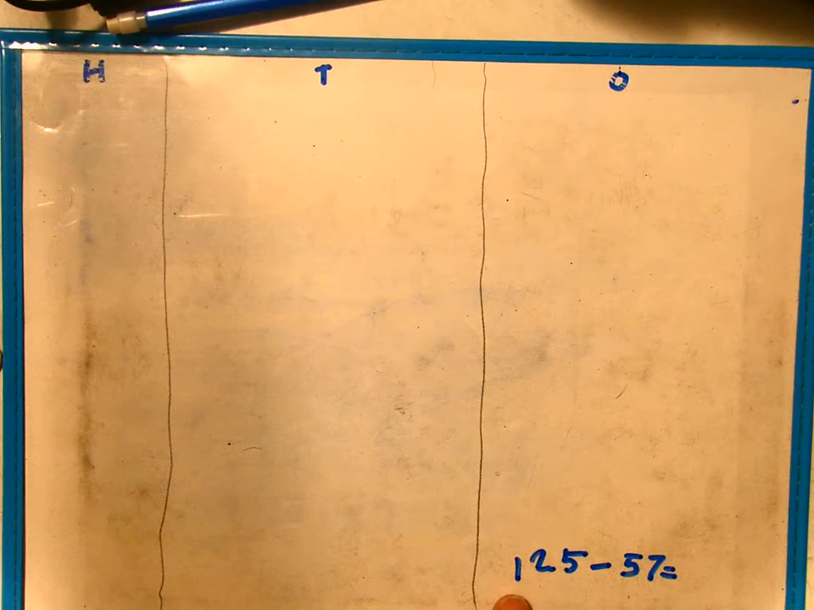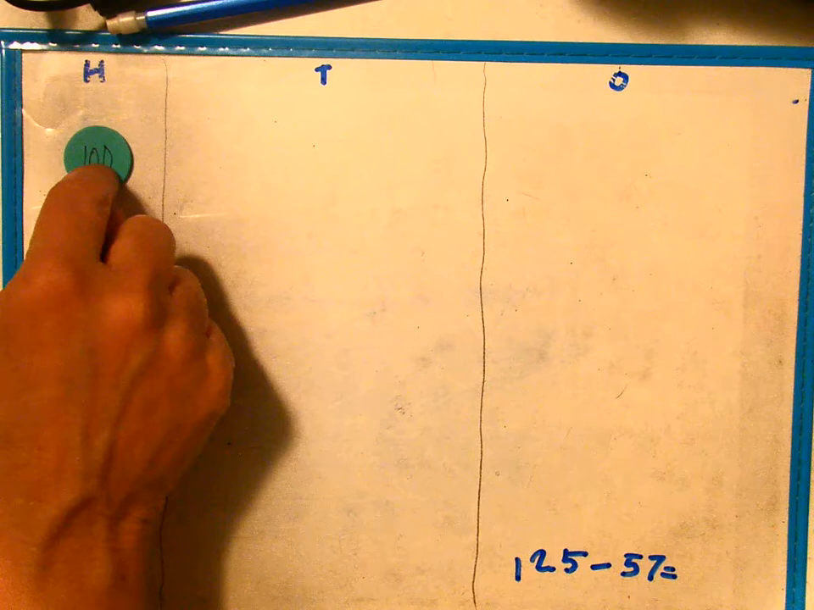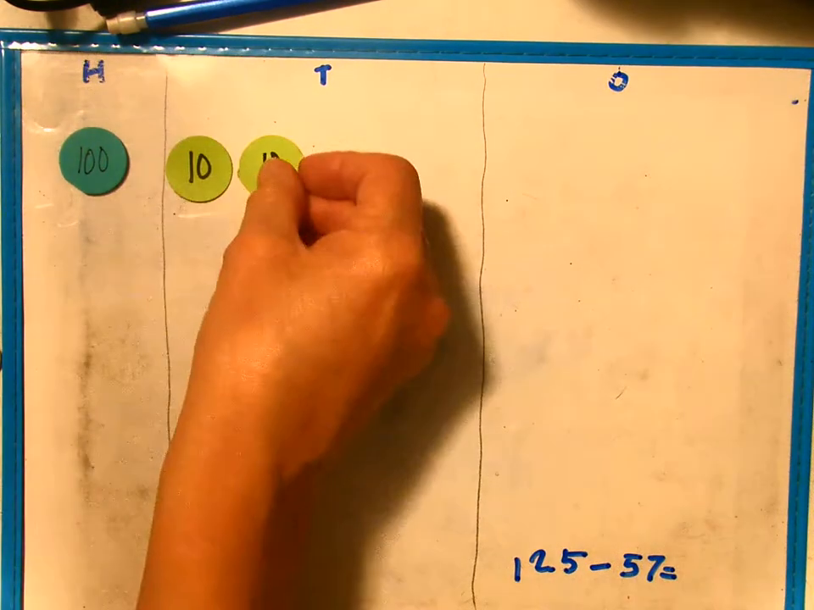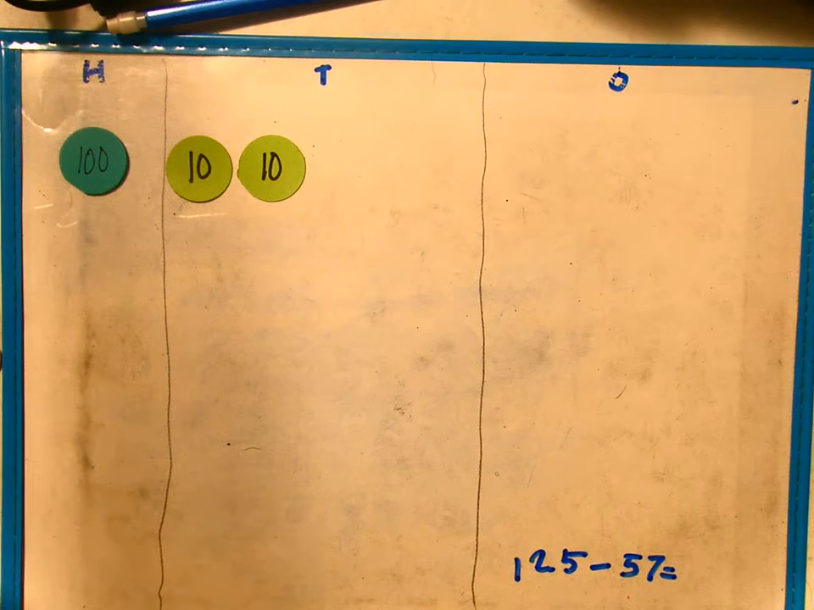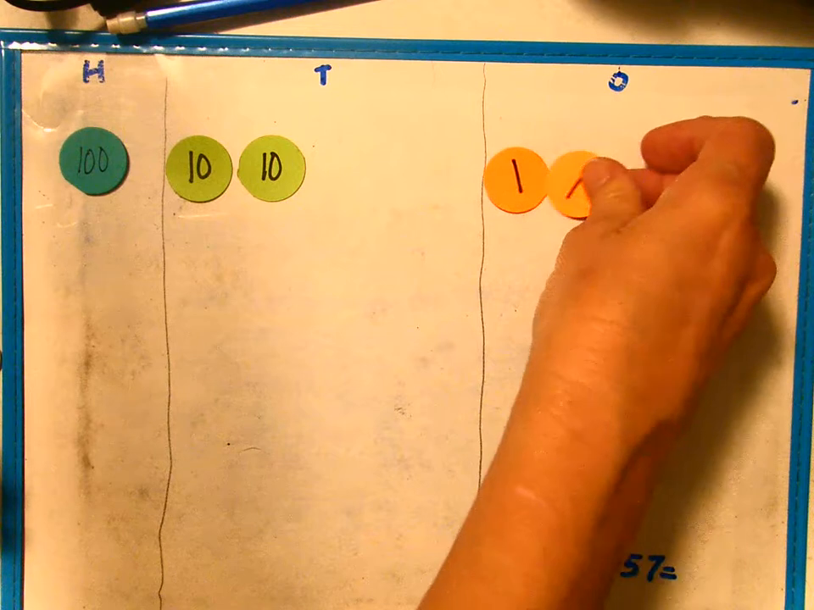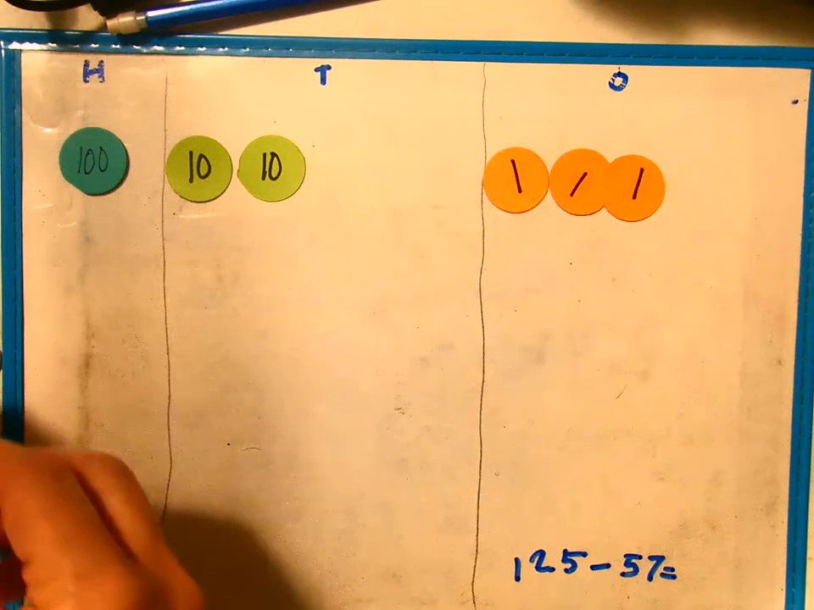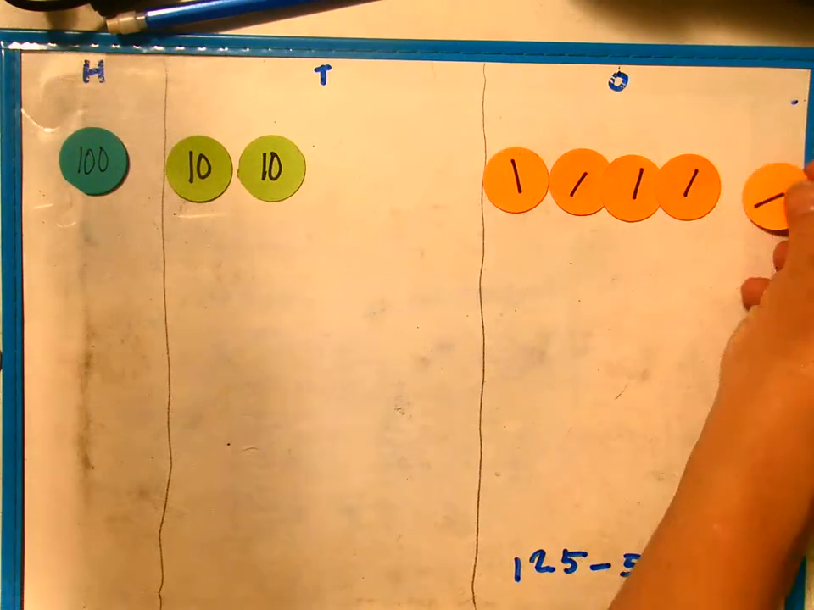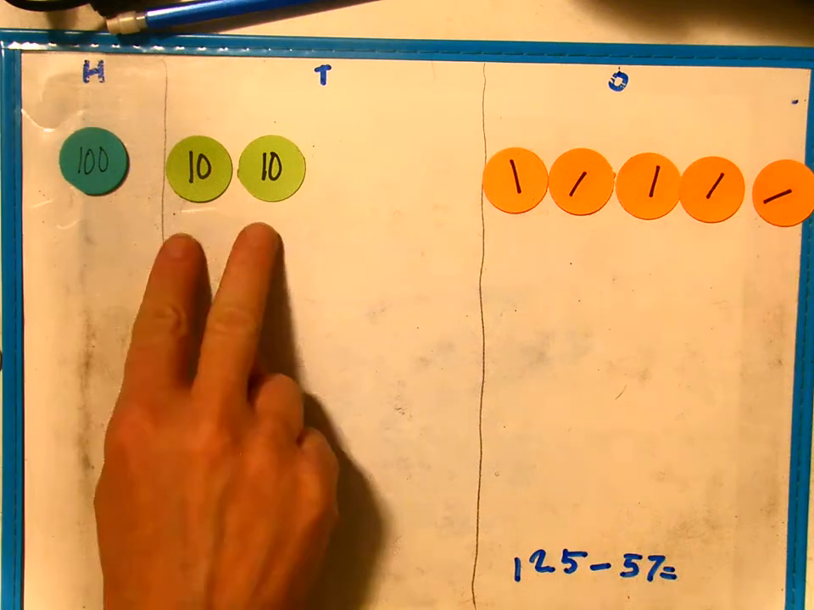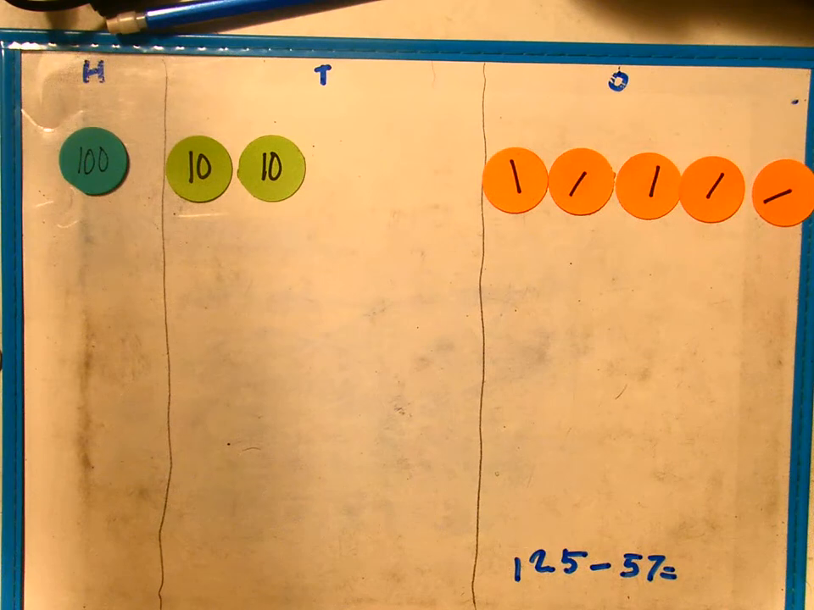Again, we only represent the whole number. So we have 100, 2 tens, and again we have 5 ones: 1, 2, 3, 4, 5. So 125. We are taking away 57.